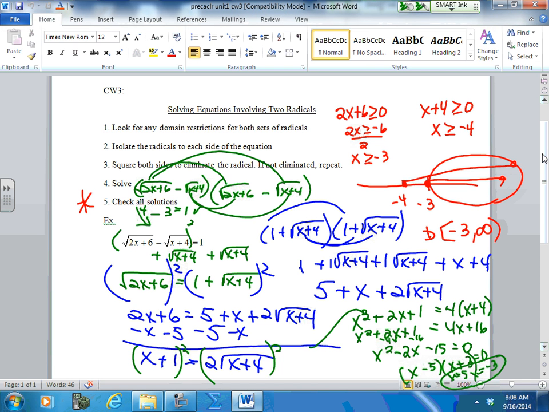Now, test your -3. -3 times 2 is -6. This gives me 0. -3 gives me a 1. Be careful. Does that work? 0 minus 1 is 1? No. 0 minus 1 is -1. So we have to reject this guy. So your solution is x is equal to 5. That's the one that works.